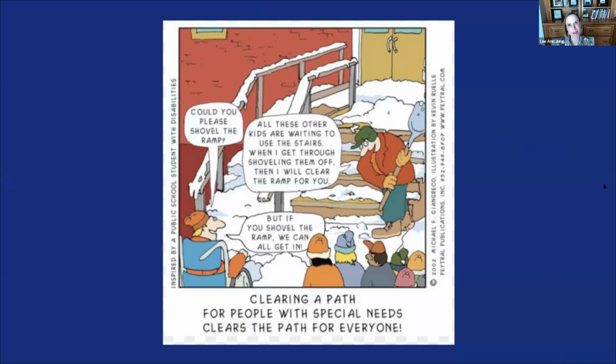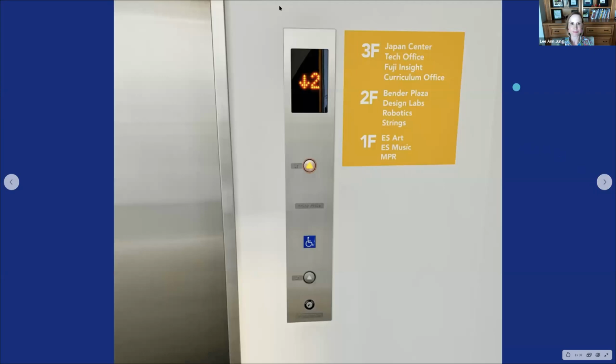But within multiple means of expression, we're talking about eliciting each student's best performance, their best understanding, and allowing access for this. All right, so I was at a school in Tokyo this past year, and I ran across this in the school. These are the buttons to access the elevator in that school. Is this an example of universal design?